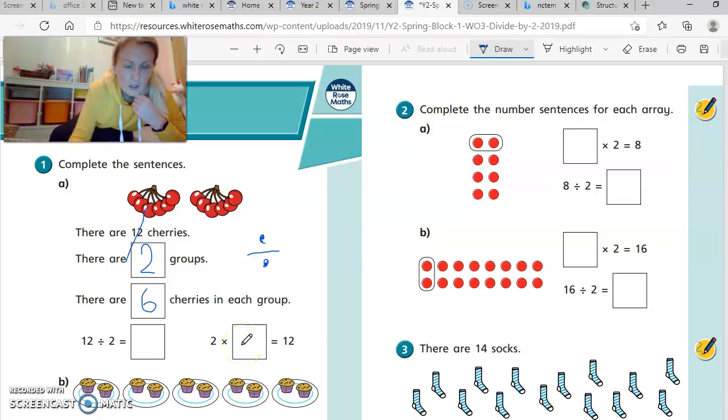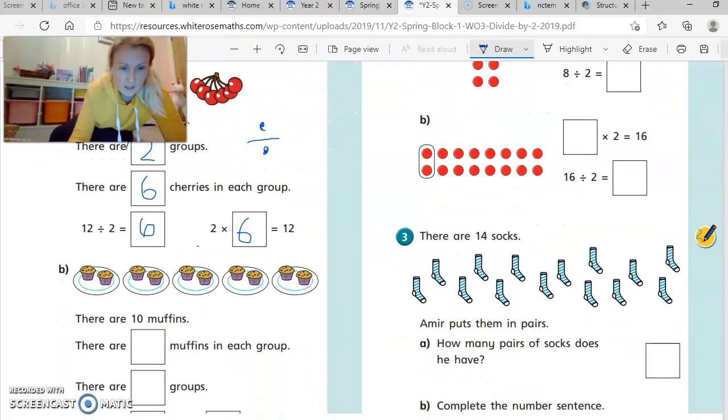What do we think this might be then? 2 times something equals 12. So 2 groups of something make 12. What can we have here? That's right, well done. It's 6. So 12 divided by 2 is 6. So that means we know that 2 times 6 is 12.